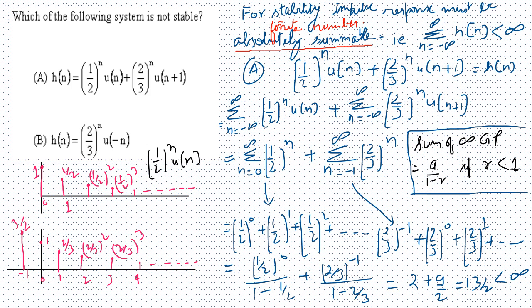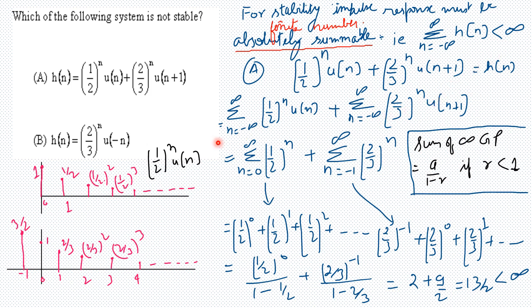So mathematically, how to solve these kinds of problems? Say we take part A. A says that the signal is (1/2)^n u[n] plus (2/3)^n u[n+1]. This is the impulse response, h[n]. So according to this definition, we try to sum this up, and we can see whether we are able to sum that up or not.